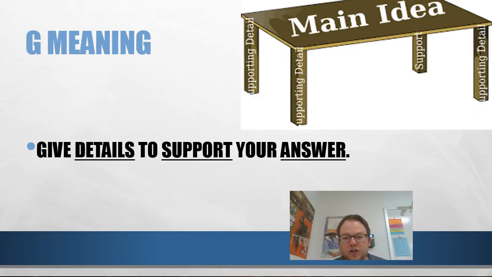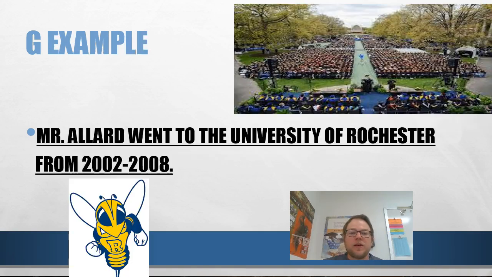Your next part is your G. That's going to be give details to support your answer. Now, you probably don't have a lot of details about this, so I'm going to give you some. Things that could help with your answers, like proving when I went there, maybe having a diploma, any of that type of stuff. In your last box, we would add those details. So we can say Mr. Allard went to the University of Rochester from 2002 to 2008. That's some details to support your answer.